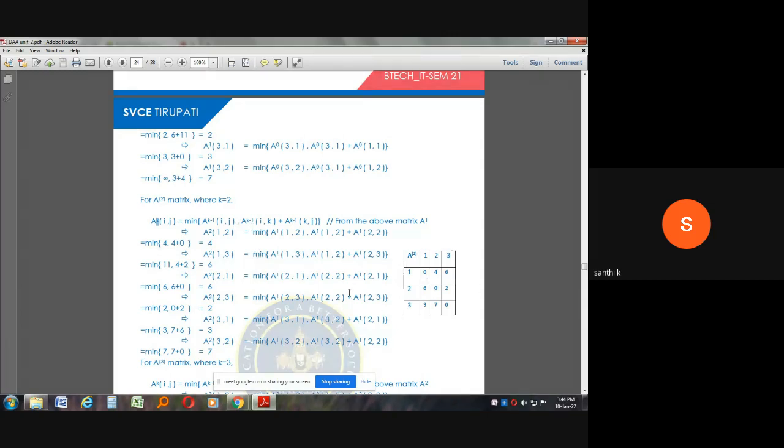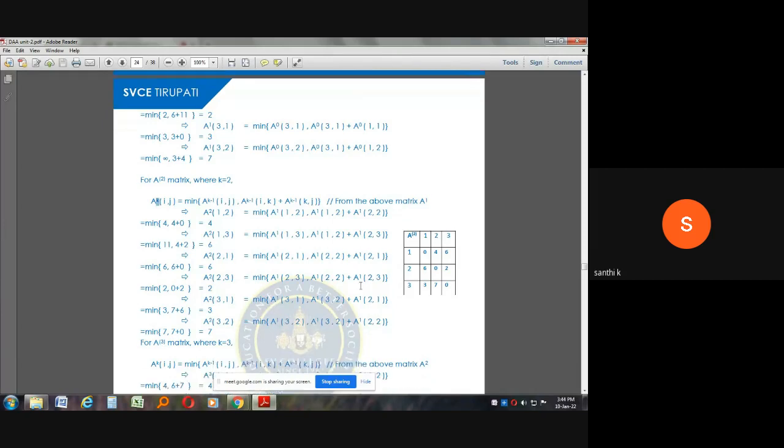So when we repeat this, you will have only one value changes. Previously you had 11, and now in this case you got 6. How has it been changed? Through A1 comma 3. So this is the formula.